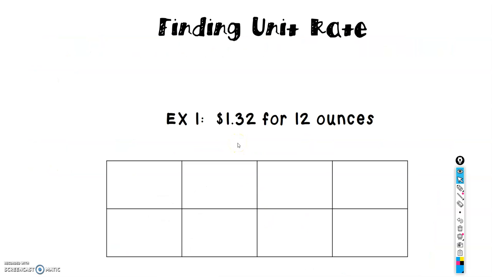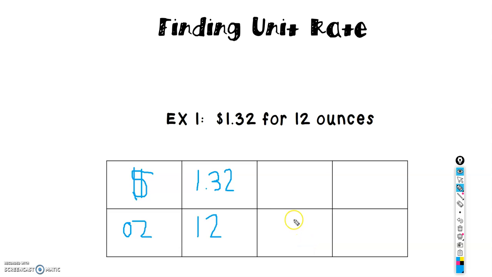Let's see how we find unit rate. We've been using ratio tables, and we're going to continue using them. So when I'm using a ratio table, I'm going to label. I'll put my dollars right here and my ounces right here. And I will go ahead and put in what I know. So I have $1.32 for 12 ounces. I want to know how much it costs for 1 ounce.